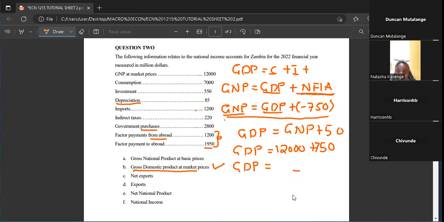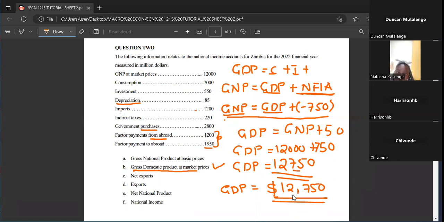I want you to be calculating there instead of watching. What is the answer? You can see we don't have any units, so it's measured in dollars. If it's measured in dollars, you must not give your answer without units, or it will be wrong. You say the GDP is equal to, put the dollars here, then 12,750, and this will be your GDP.